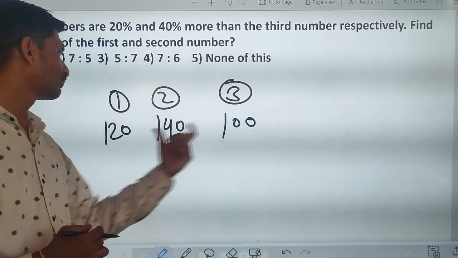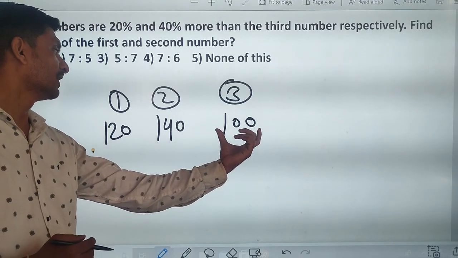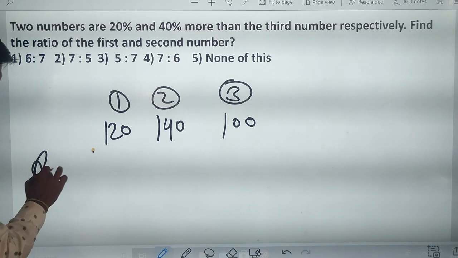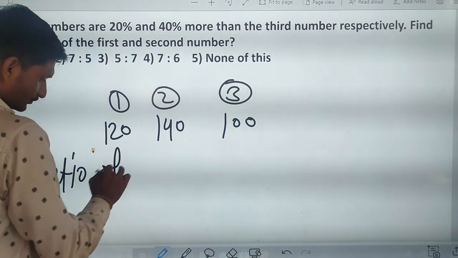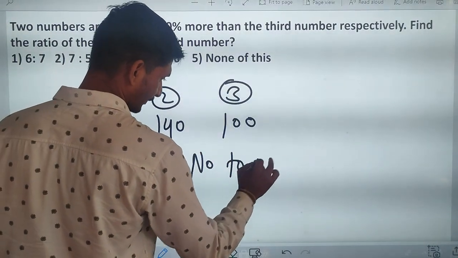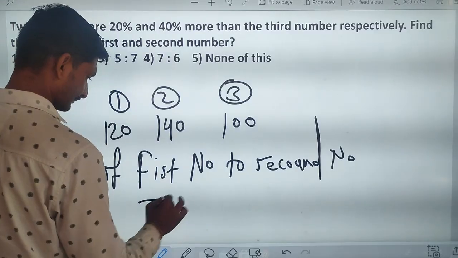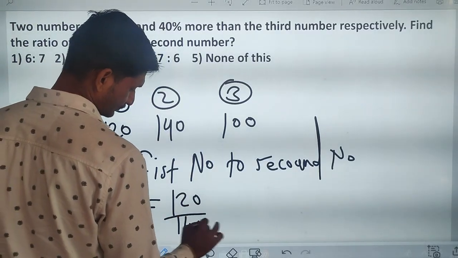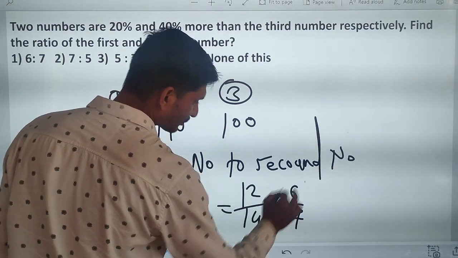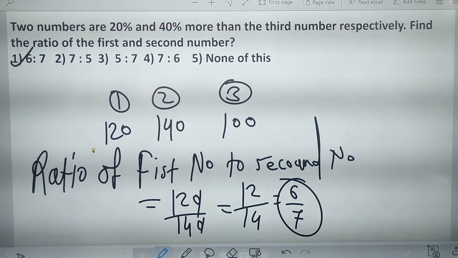40% and 20% more, that is 100. Here 100 becomes 120. Here 100, 150. Then the ratio of the first number to the second number is 6 as to 7. Now your answer is 6 as to 7.